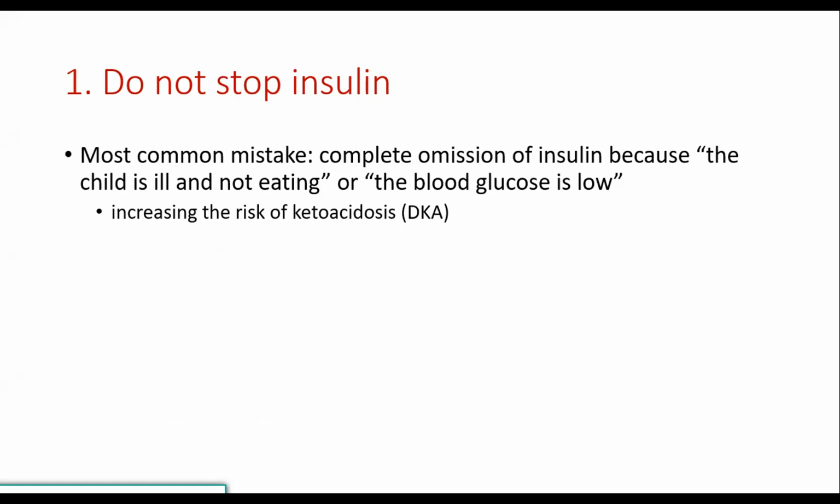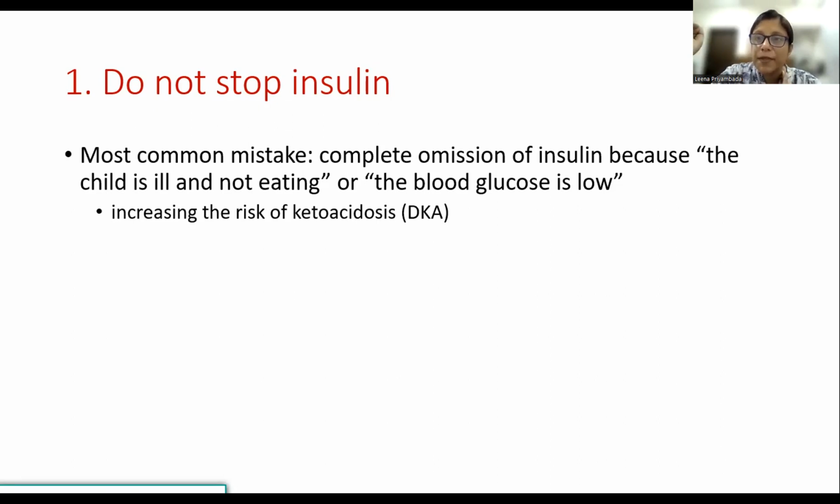So, as I said, the most common mistake is complete omission of insulin. The child is ill, the child is not eating. The doctor has said that if the child has taken a mealtime bolus insulin and has not eaten food, the blood glucose is low, so how can I give insulin? The point is, usually blood sugars will be high. If blood sugar is high, even if the child is eating or not eating, you have to give insulin. If the blood sugar is low, you have to increase the blood sugar so that you can give insulin. So insulin is a priority.